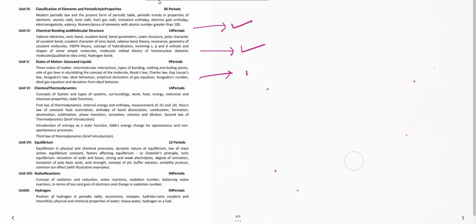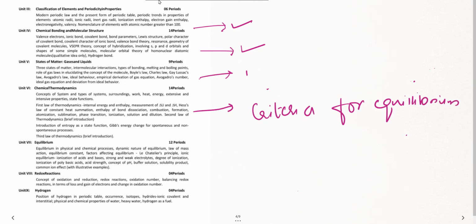Now, we will see chemical thermodynamics. Right. So when I take this chemical thermodynamics, all the topics are there, but the topic which is not there is criteria for equilibrium. So criteria for equilibrium is a topic which is not there this year. It is deleted, nothing to study this year.